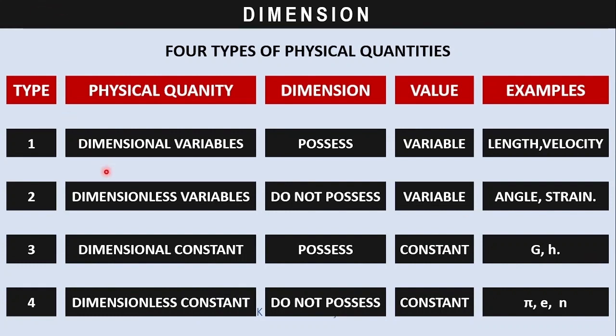So from the word itself, we can say the type of physical quantity. Dimensional variable: they possess dimension and the values change. Dimensionless variable: they do not possess dimension and their values change. Dimensional constant: this physical quantity possesses a dimension and the value is constant. Dimensionless constant: this physical quantity does not have dimension and its value is constant.